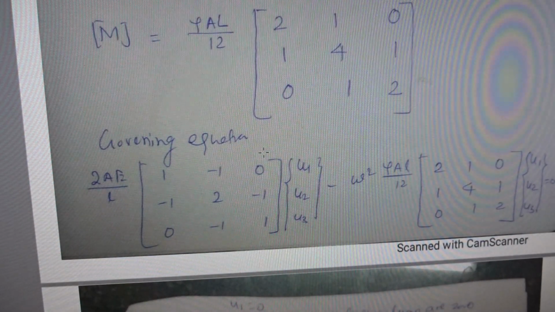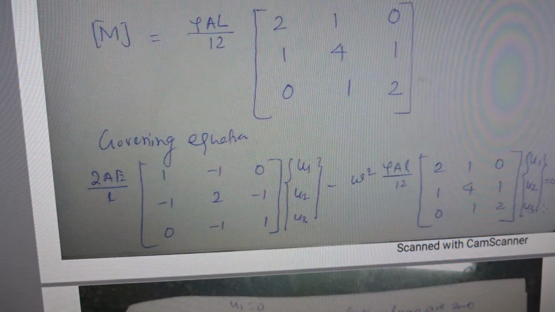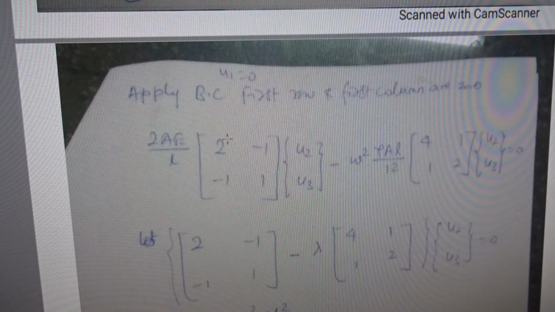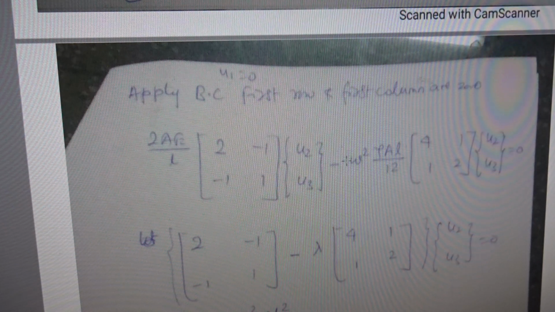Now from the governing equations already derived, (K minus omega square times rho A L by 12 times the mass matrix) U is equal to 0. Apply the boundary conditions: in the first row and first column, 0. So the remaining matrix is 2AE by L times 2 -1, -1 1, with U2, U3, minus omega square rho A L by 12 times 4 1, 1 2, with U2, U3, is equal to 0.